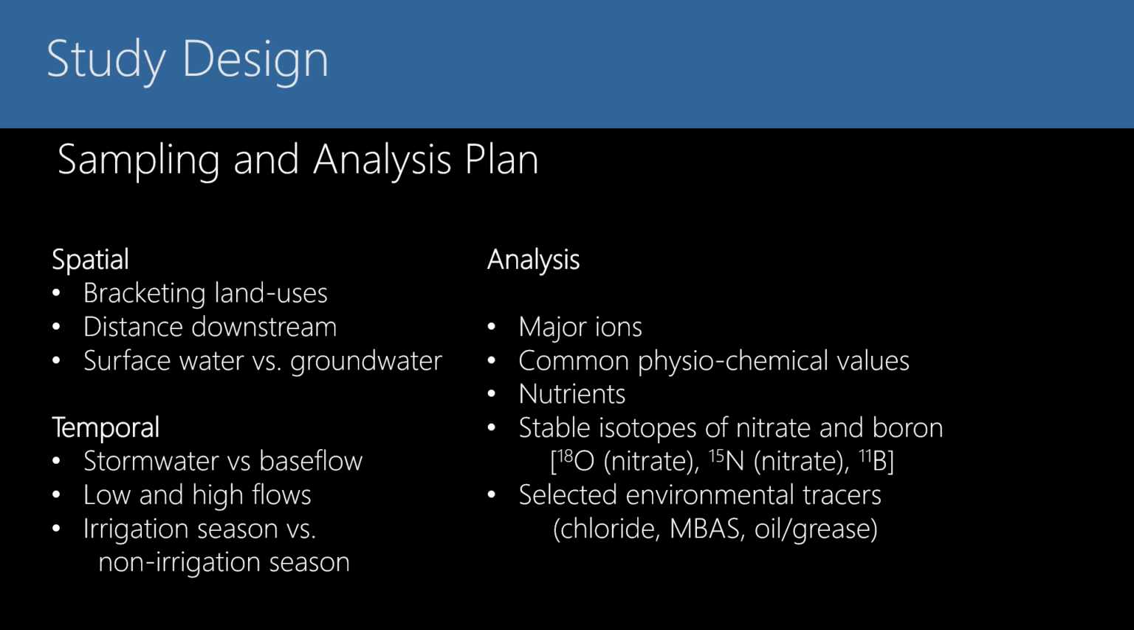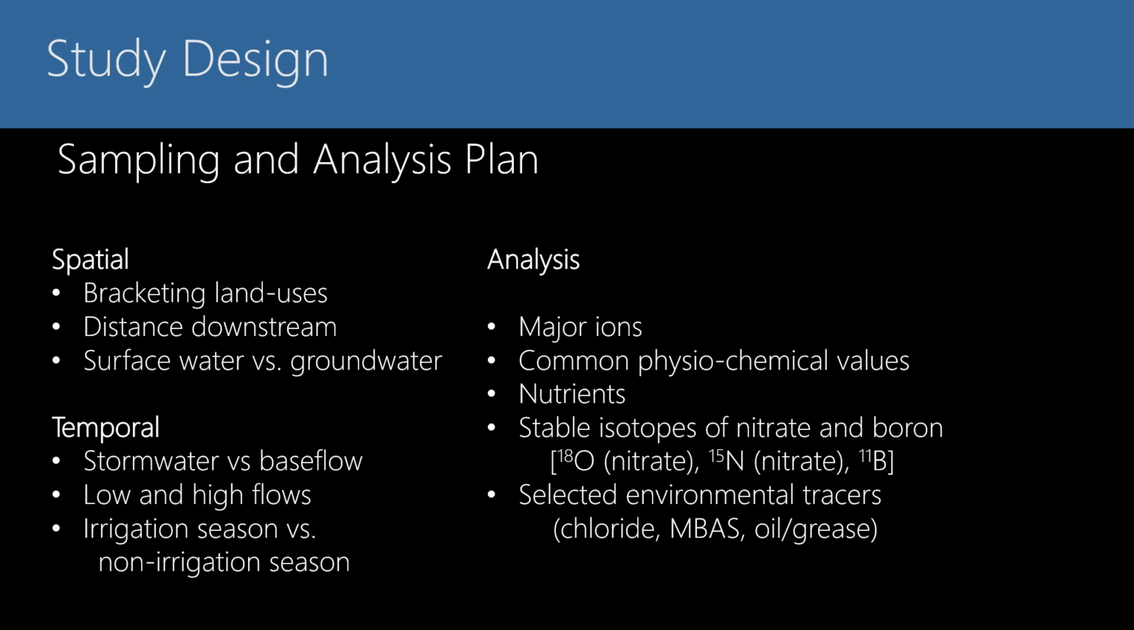On a temporal scale, we looked at different water quality in stormwater and base flow. We looked at low flows and high flows, and then also collected samples during the irrigation season, April through October, and the non-irrigation, October through May.